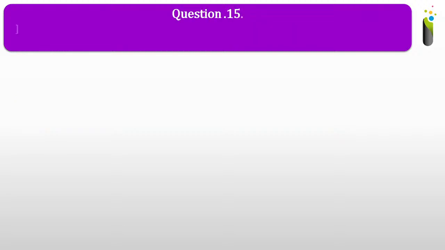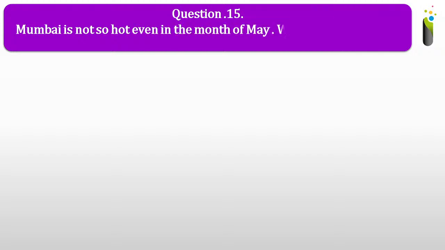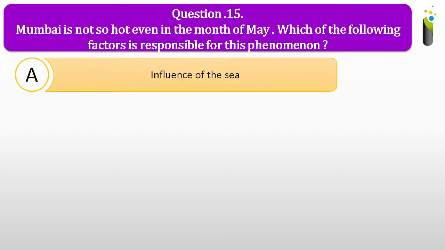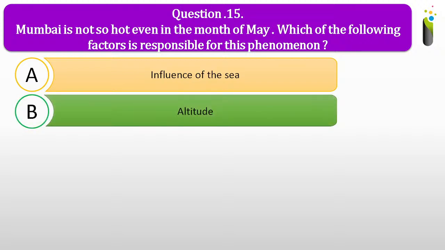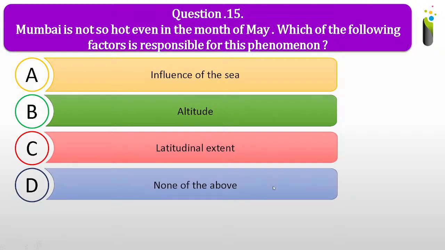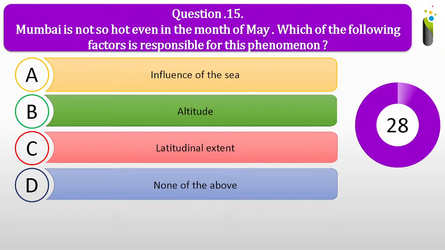Okay. We go to the next question, number 15. Mumbai is not so hot even in the month of May. Which of the following factors is responsible for this phenomenon? A. Influence of the sea. B. Altitude. C. Latitudinal extent. D. None of the above.